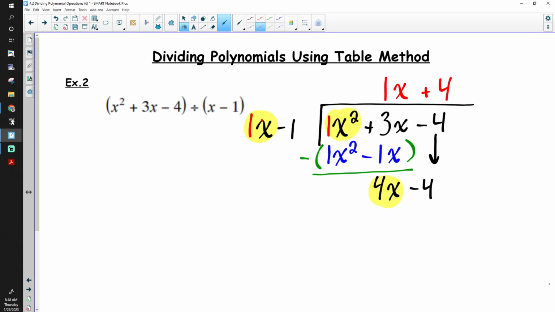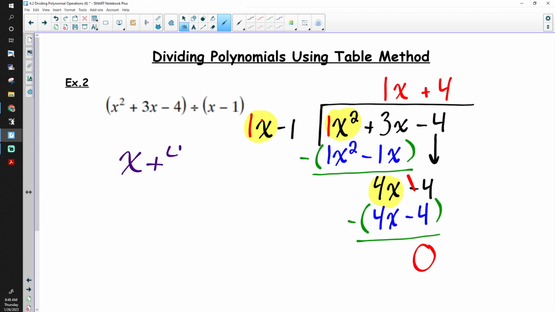Okay, now it is time to multiply. 4 times 1x, 4 times negative 1. Love when this happens. When we subtract these, 4x minus 4x is 0. Negative 4 minus negative 4 is 0. We have a remainder of 0. So our answer is x plus 4. Or 1x plus 4.